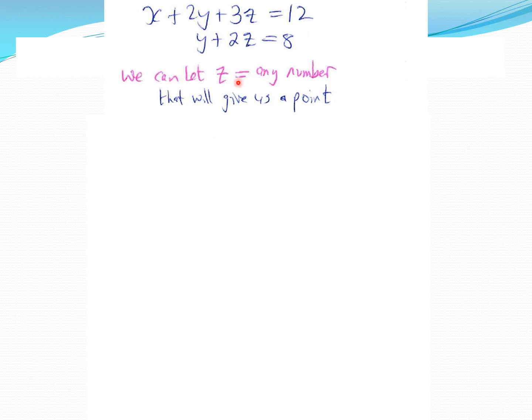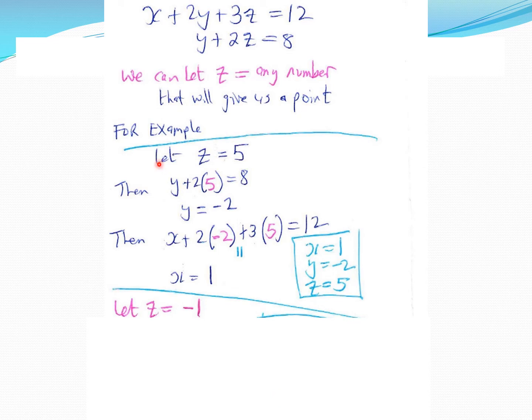But here we can pick z to be any number we like. Once you pick z, you can feed it back into the equations and you get one particular point. But then you could pick a different z, feed it back in, and you get another point. So let's see how that works. For example, let z equal 5. We can let z equal any number we like. So if z is 5, what's the corresponding y? y plus 2 5s is 10 equals 8. So y equals minus 2.